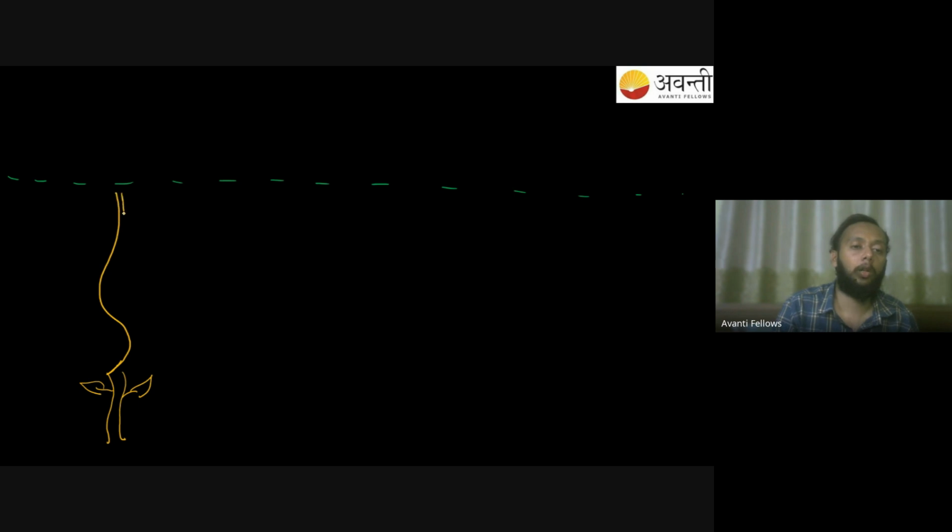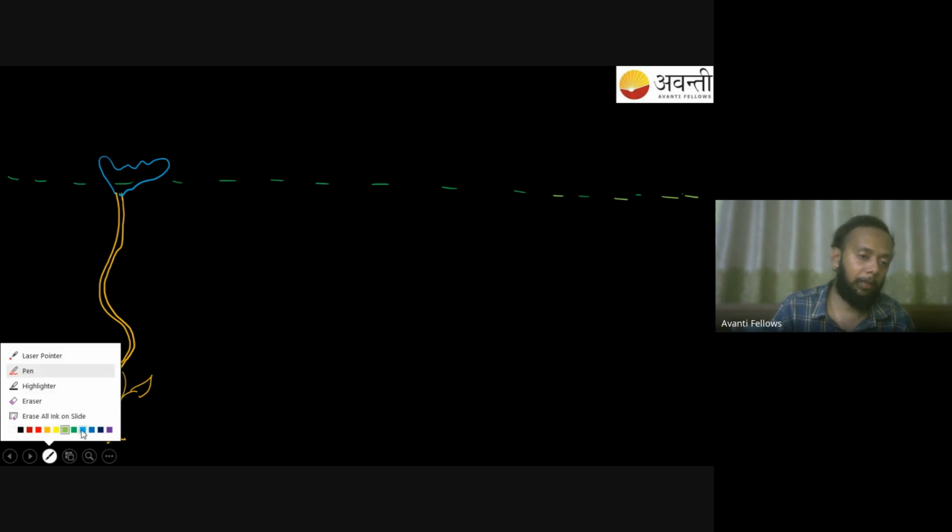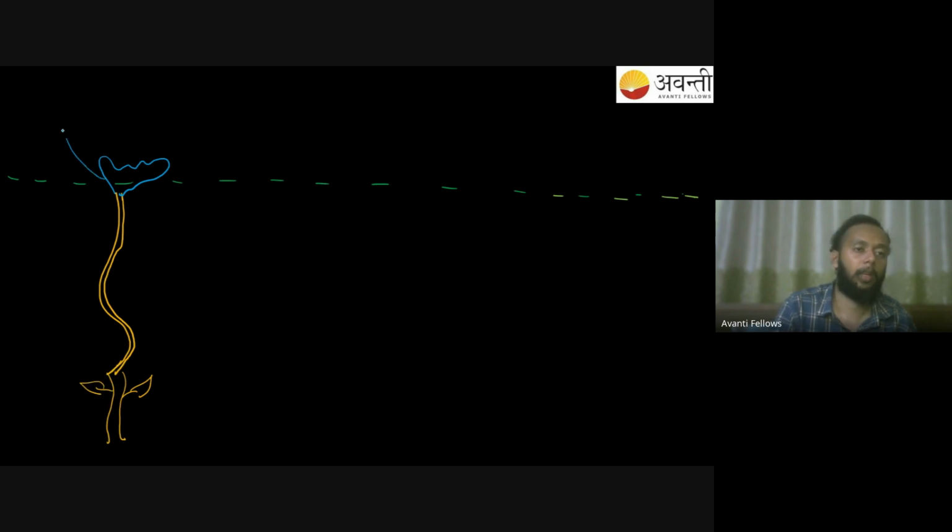That means it will have a long stalk, a pedicel. And because of that, the female flower is opening on the surface of the pond. So this is my female flower, and it has come onto the surface, above the surface of the water. This green line is the surface of the water. This is my female flower, which has come onto the surface.